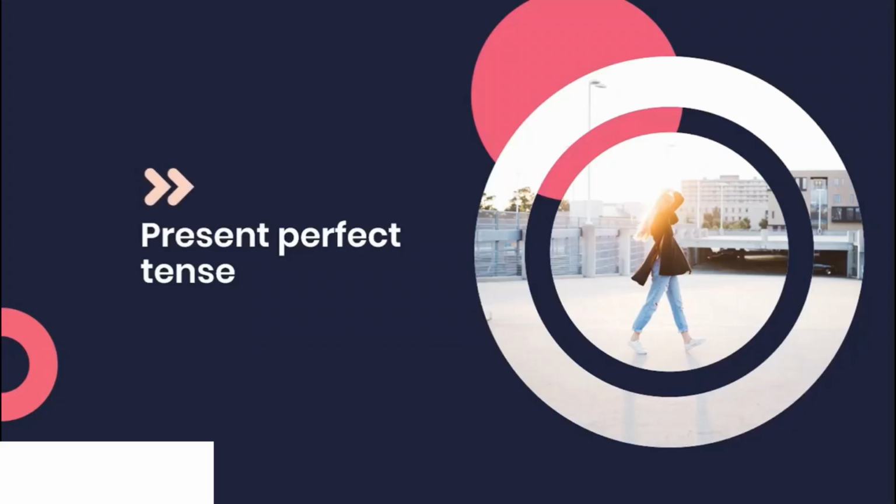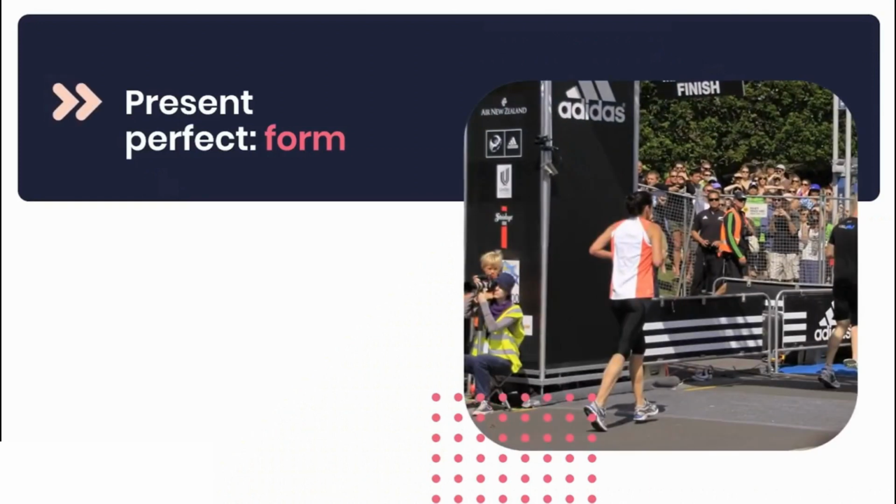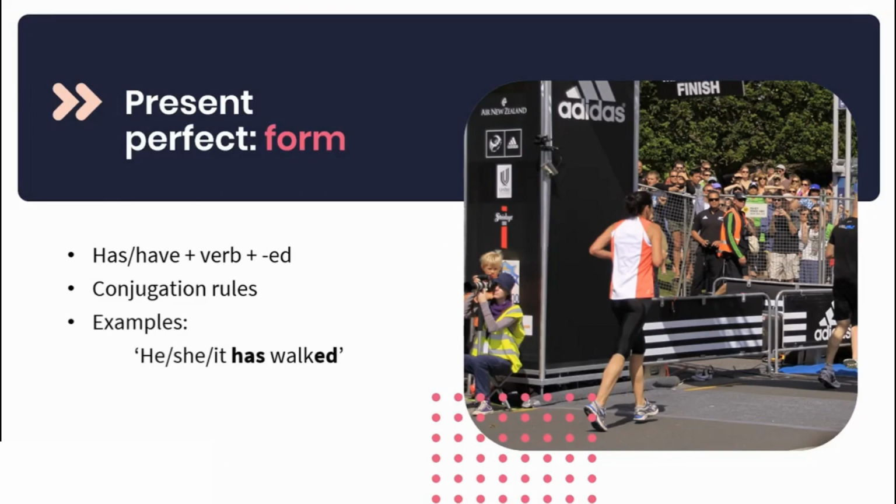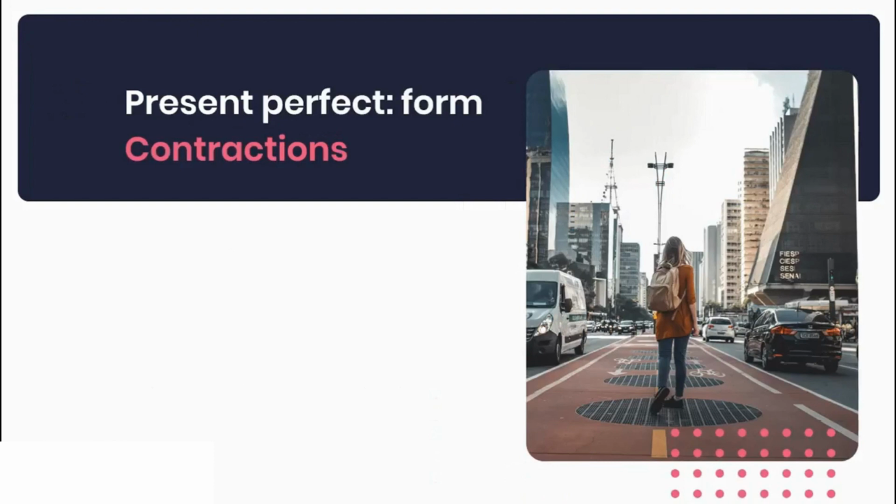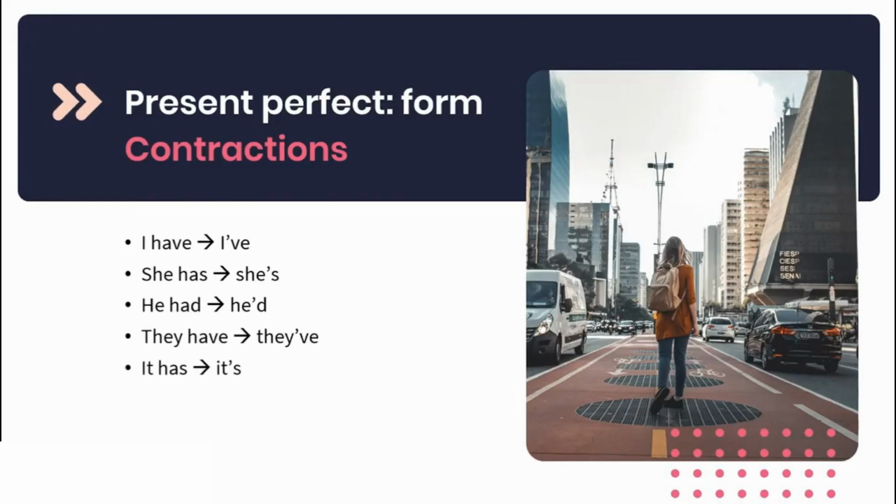Next, we have present perfect tense. The form for present perfect tense is simply has or have plus the verb plus ed. Whether we use has or have depends on the rules of conjugation. For example, he, she, it has walked. I, you, they, we have walked. Note that you can also use contractions when using auxiliary verbs like have and had.